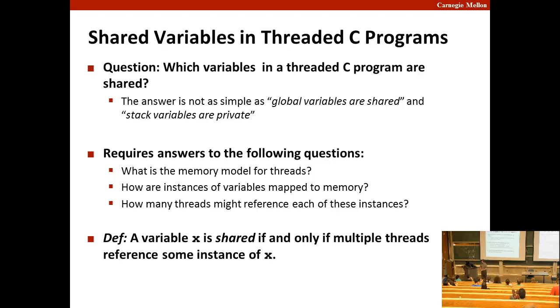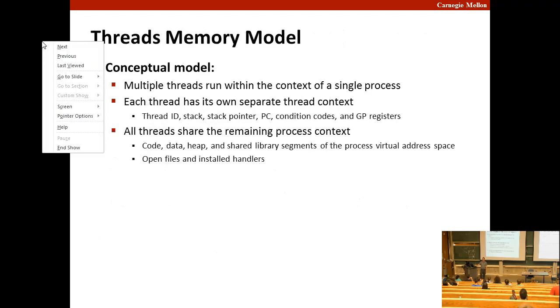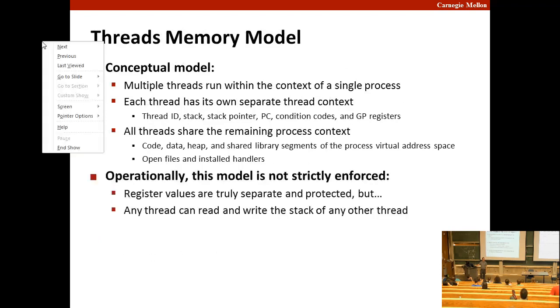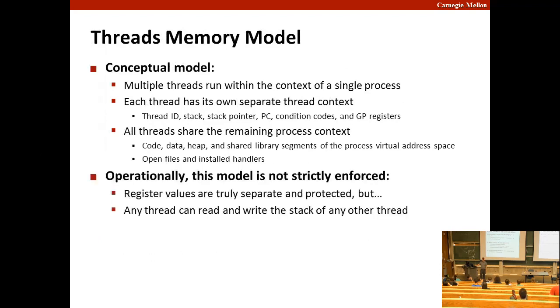The next thing the slide says is that answering the question of which variables in a threaded C program are shared requires answering the question, what is the memory model? How are instances of variables mapped to memory? How many threads might refer to each of these instances? It offers this definition: a variable X is shared if and only if multiple threads reference some instance of X. In other words, it's only fair to say it's shared if more than one thread of control is able to access it.